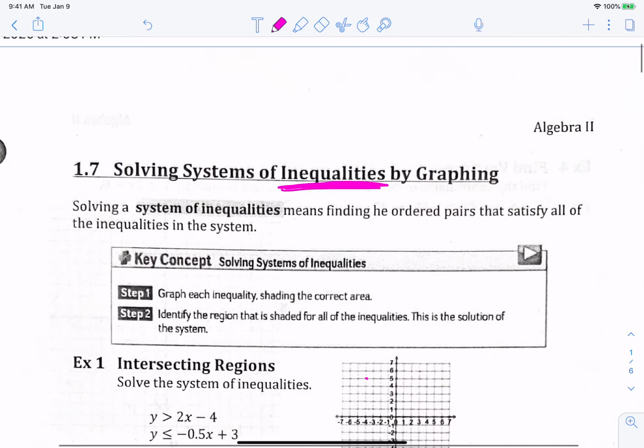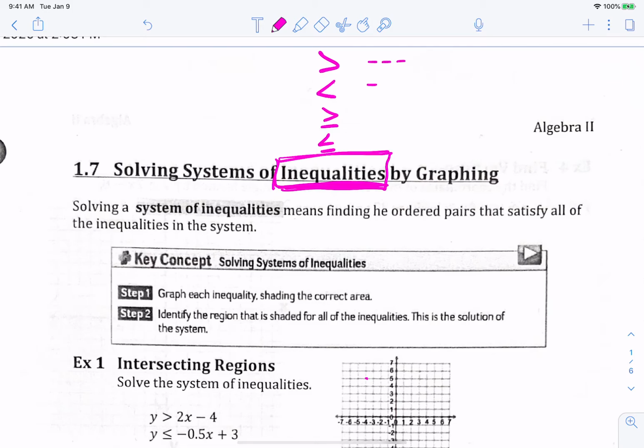There's that word again, inequality. Inequality, what does that mean? There's no equal. Not equal. If it's not equal, what is it? Greater than, less than, greater than or equal to, less than or equal to. We know how to graph these. If it is a greater than or a less than sign, you do a dotted line. If it's greater than or equal to, less than or equal to, you do a solid line. And then we'll talk about shading, okay?